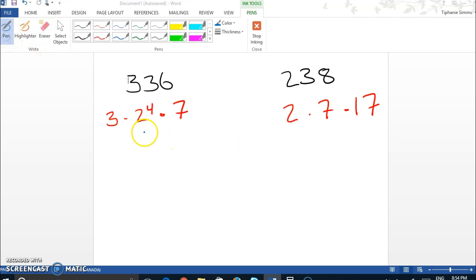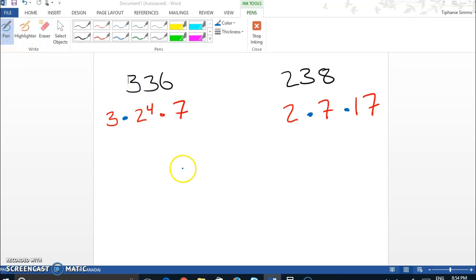So what I did before I started the video, I just did a prime factor tree on 336 and 238. 336 comes out to 3 times 2 to the 4th power, or just 2 times 2 times 2 times 2 times 7. 238 comes out to be 2 times 7 times 17. That one took me a while. I actually had to Google that, so full disclosure on that one.